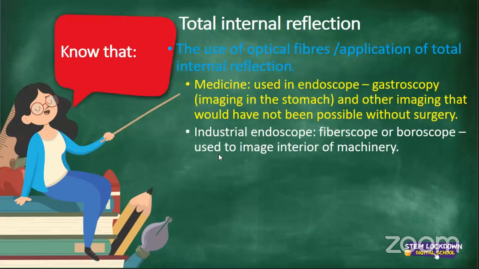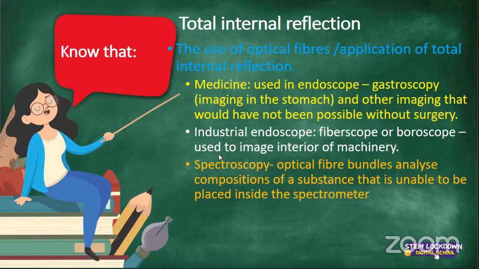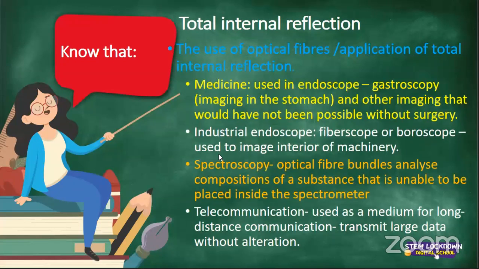Also, there are industrial endoscopes, which are fiberscopes and boroscopes. These ones are used to image the interior of machinery without having to dismantle big machinery. You are able to view the interior of the machinery. Right. And also it is used in spectroscopy. Here we're talking about analysis of a substance that is unable to be placed inside the spectrometer. So instead of having to destroy your sample or making it smaller to fit there, you just view it from the outside using optical fiber bundles. Right. So you are able to know exactly what is the composition of that particular material.